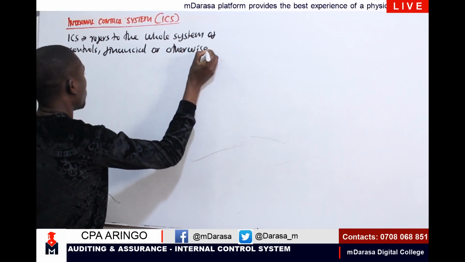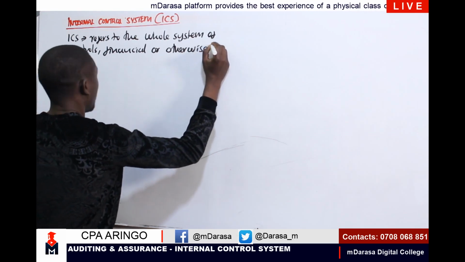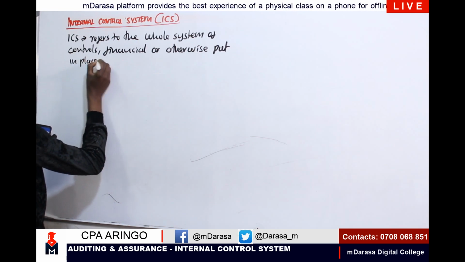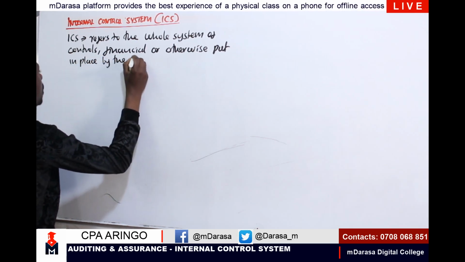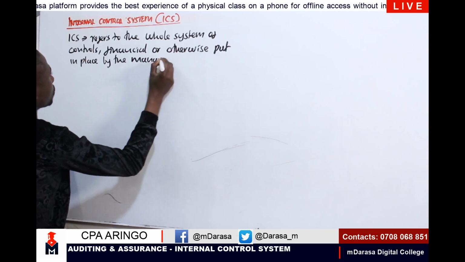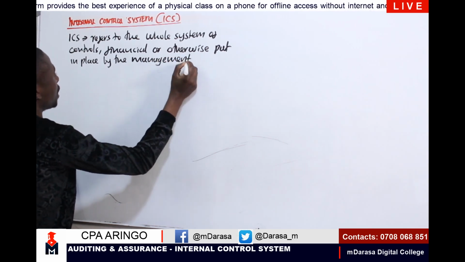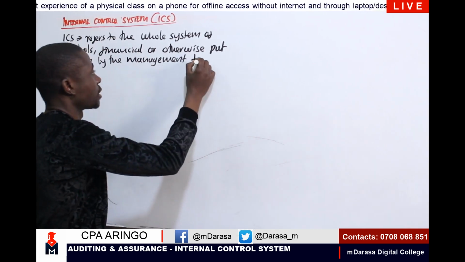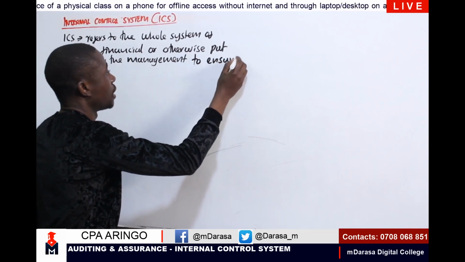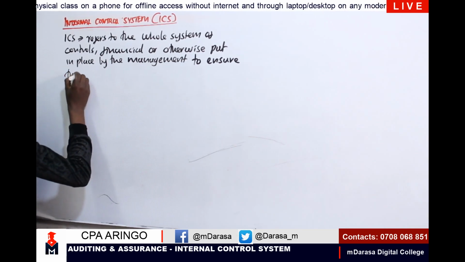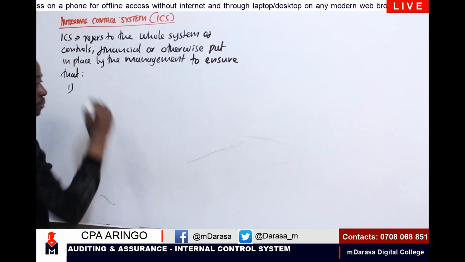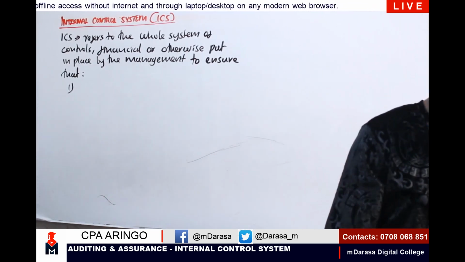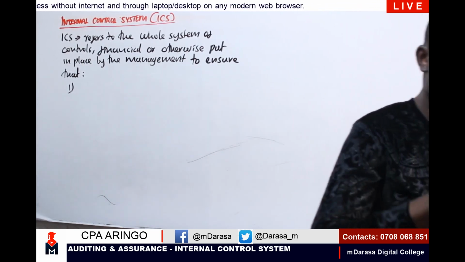financial or otherwise, put in place by the management. To ensure what? To ensure that, number one, business is conducted in an orderly and efficient manner.